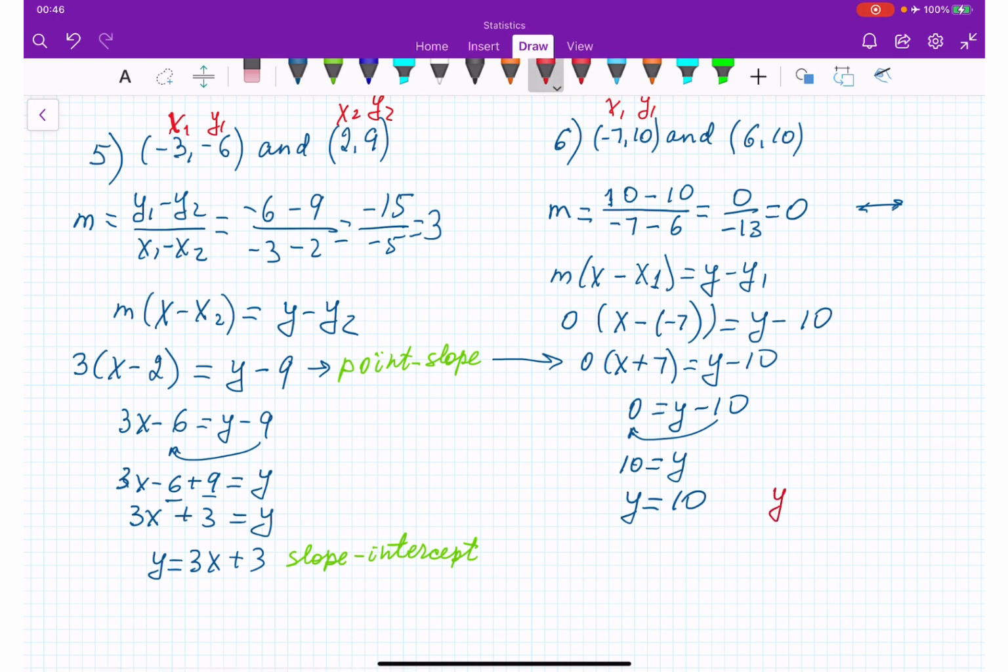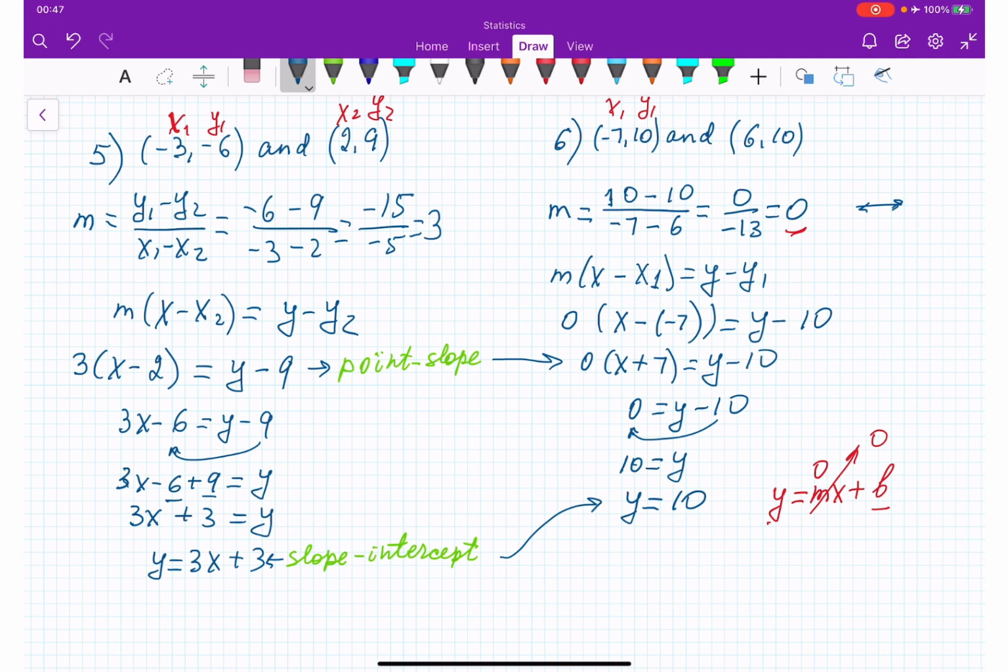Why? Because for the format we have y is equal to mx plus b. If my m is 0, as we got here, then mx is going to be 0, and we will get y is equal to b. So, which means 10 is our y-intercept. And this is our slope-intercept format. Let me move it here also. Okay?